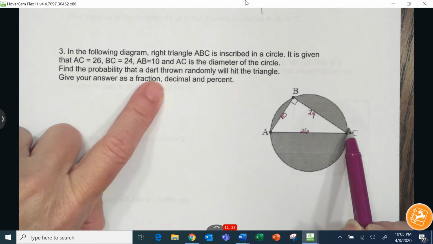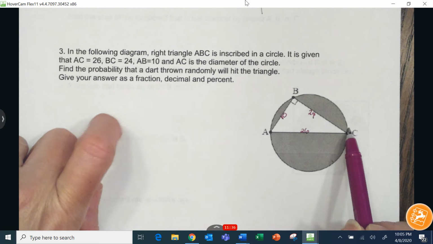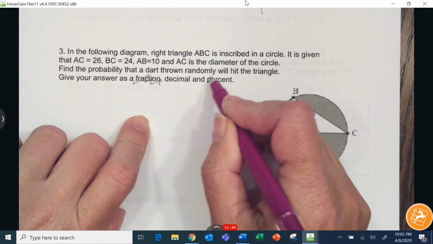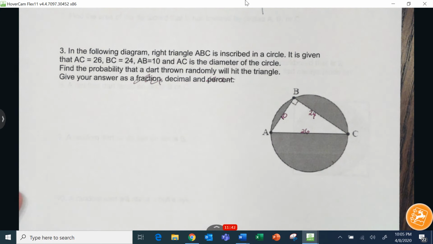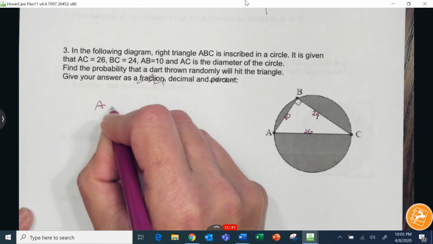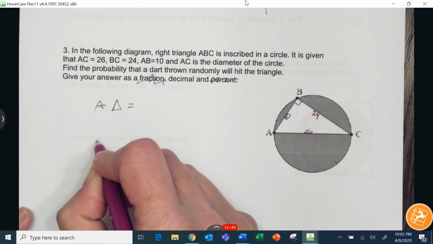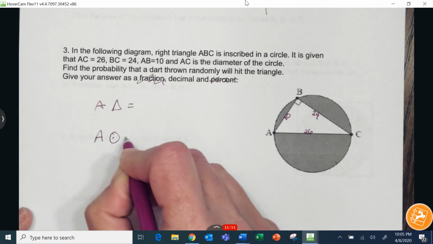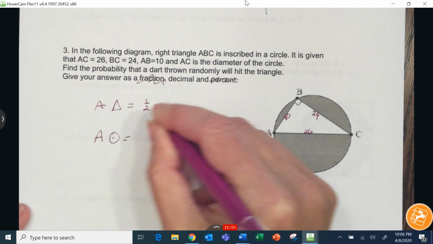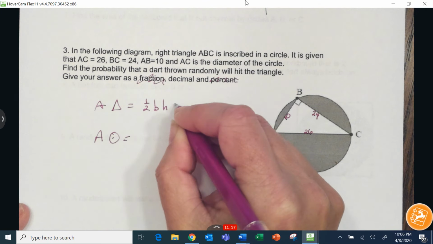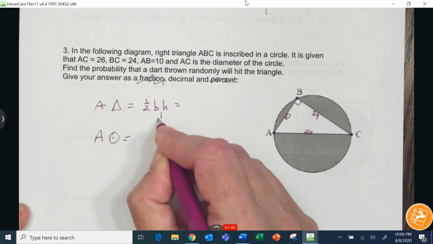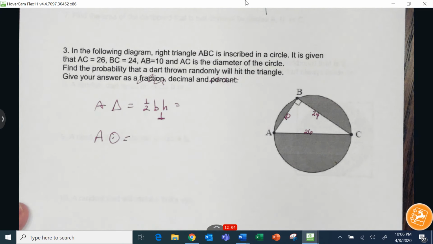So find the probability that a dart thrown randomly will hit the triangle. Give your answer as a fraction, a decimal, and percent. We're not going to do all of that. We're just going to do the decimal for this one. So I need to know the area of the triangle, and we need to know the area of the circle. So for the triangle, we have to do 1/2 base times height. And the height and the base have to connect with a 90-degree angle.